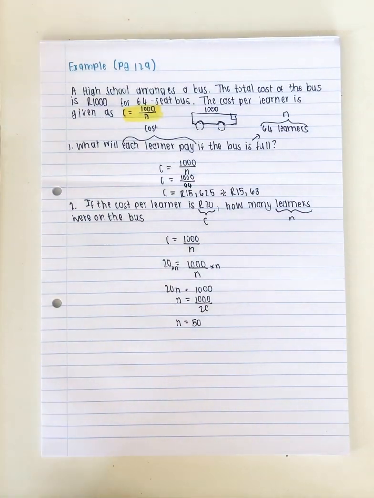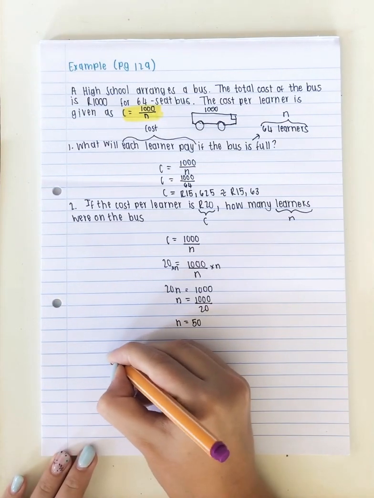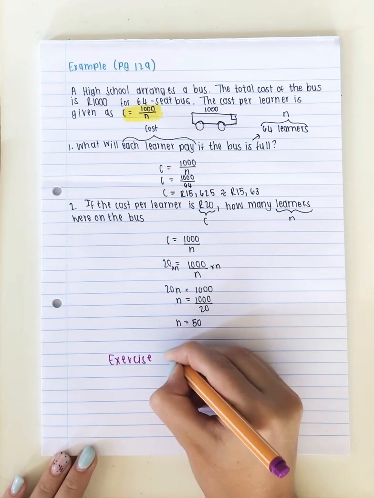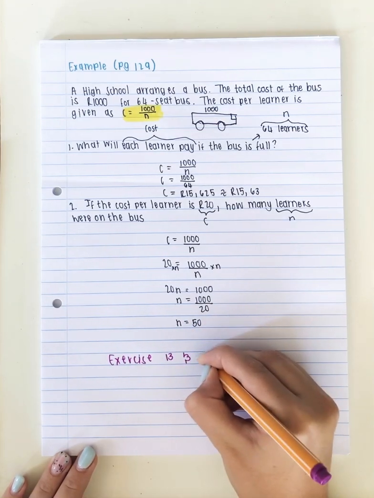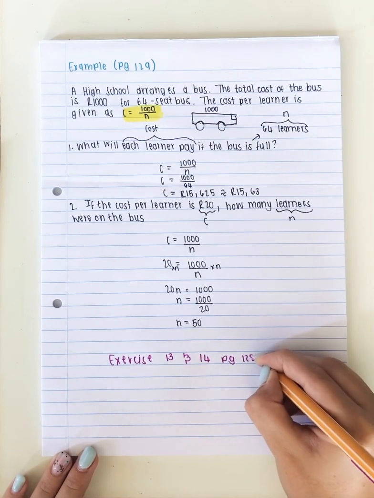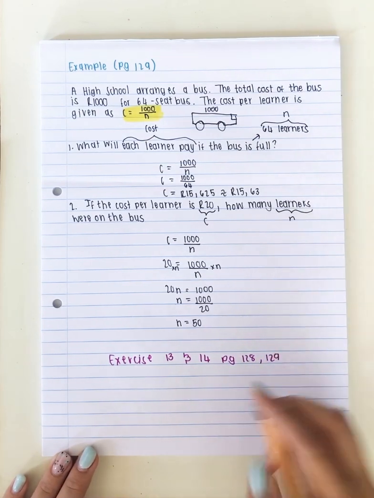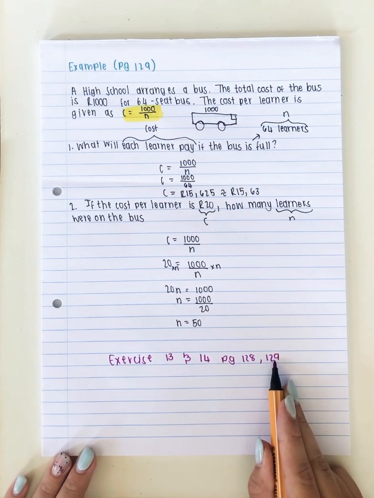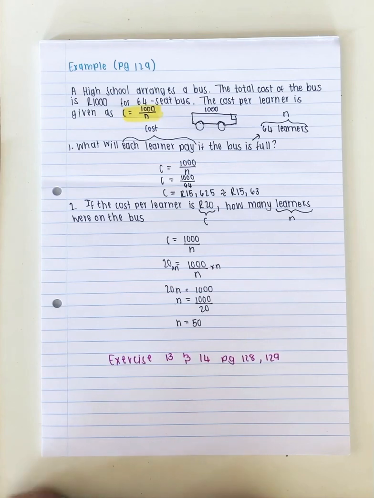Okay, so I want you guys to do exercise 13 and 14. Okay, this is on page 128 and 129. So exercise 13 is on 128 and exercise 14 is on 129. Please let me know if you understand this or not. I will give extra lessons if you guys do need.